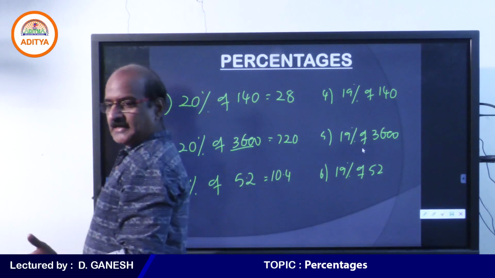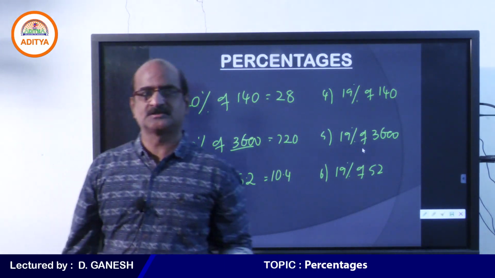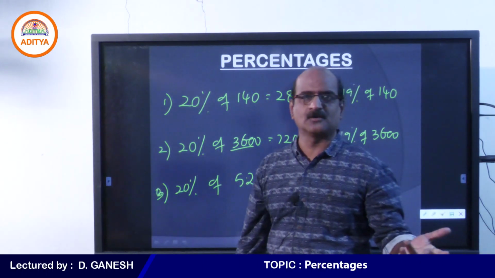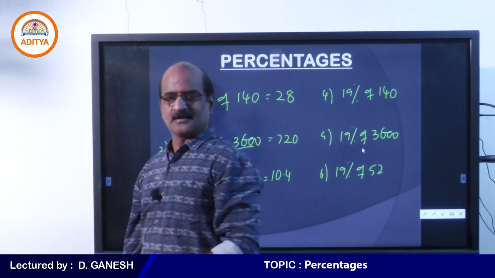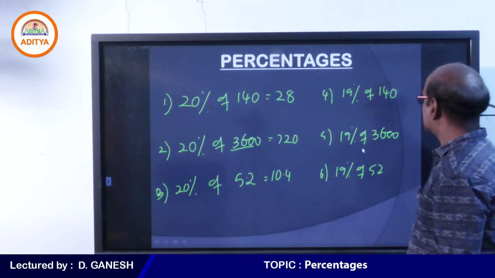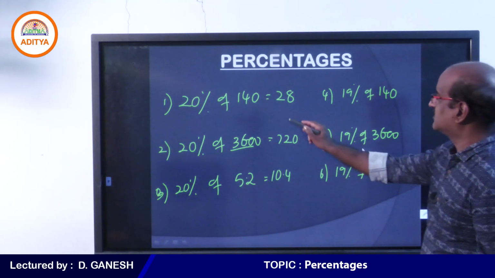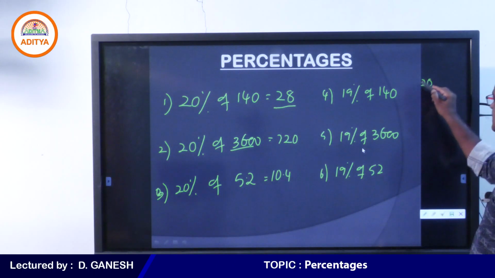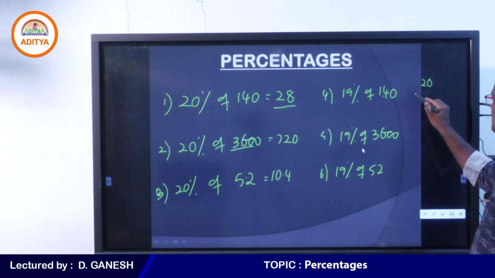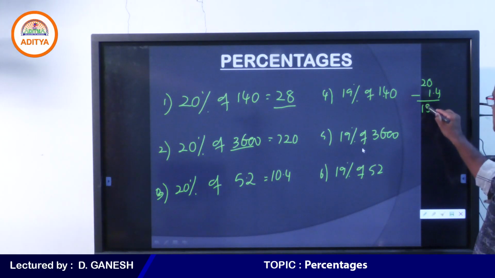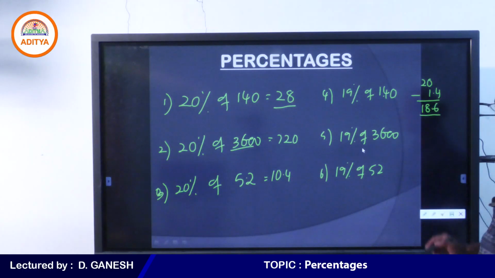So how do you get 19%? The concept is so simple, because when you are comfortable with 20%, you can subtract 1% from it and get 19%. Make it fast. Because you already calculated 20%, you can subtract 1%. So 1% of 140 is nothing but 1.4, hence your answer is 18.6.